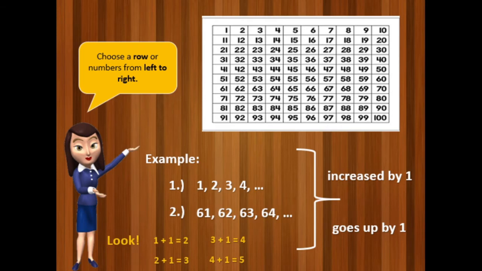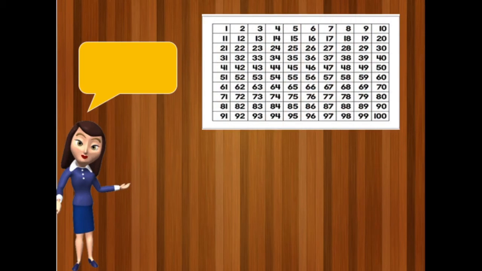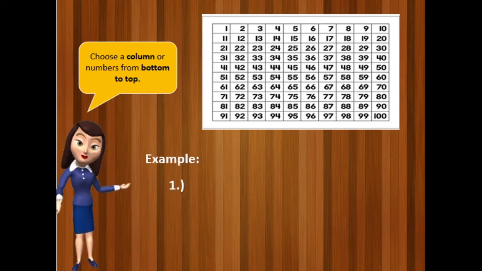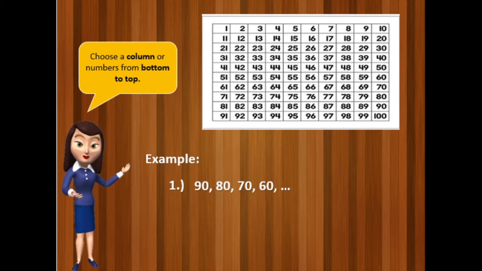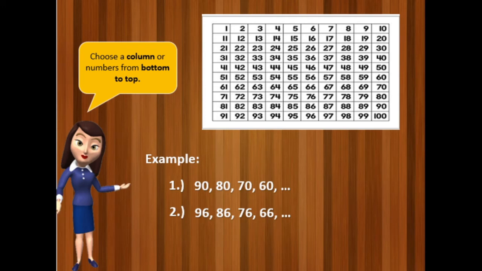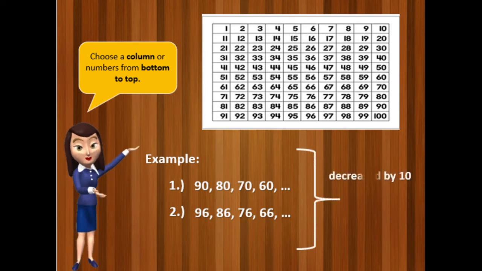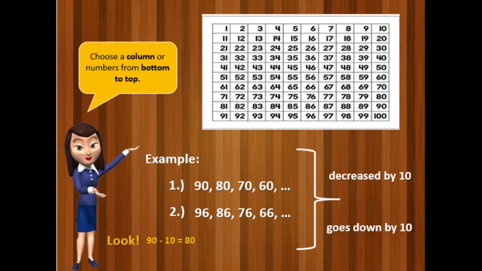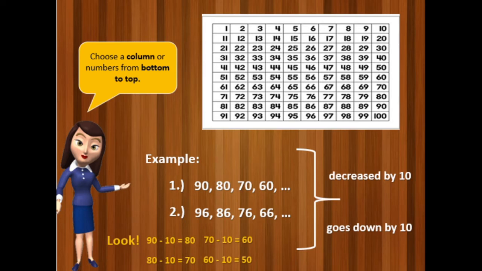However, when we choose numbers from bottom to top, for example, 90, 80, 70, 60, and 96, 86, 76, and 66, they are all decreased by 10, or they go down by 10. 90 minus 10 equals 80, 80 minus 10 equals 70, 70 minus 10 equals 60, and 60 minus 10 equals 50.